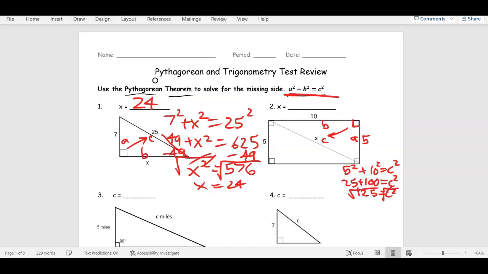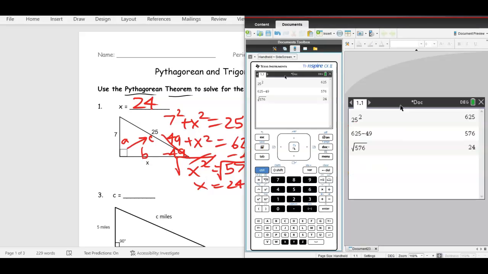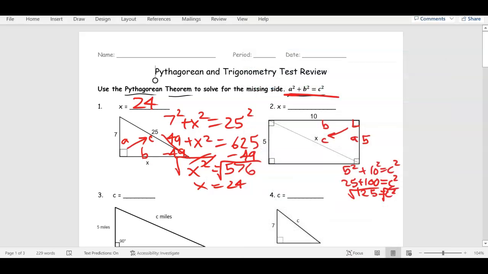Square root is my last step. What is the square root of 125? 11.18. Okay.